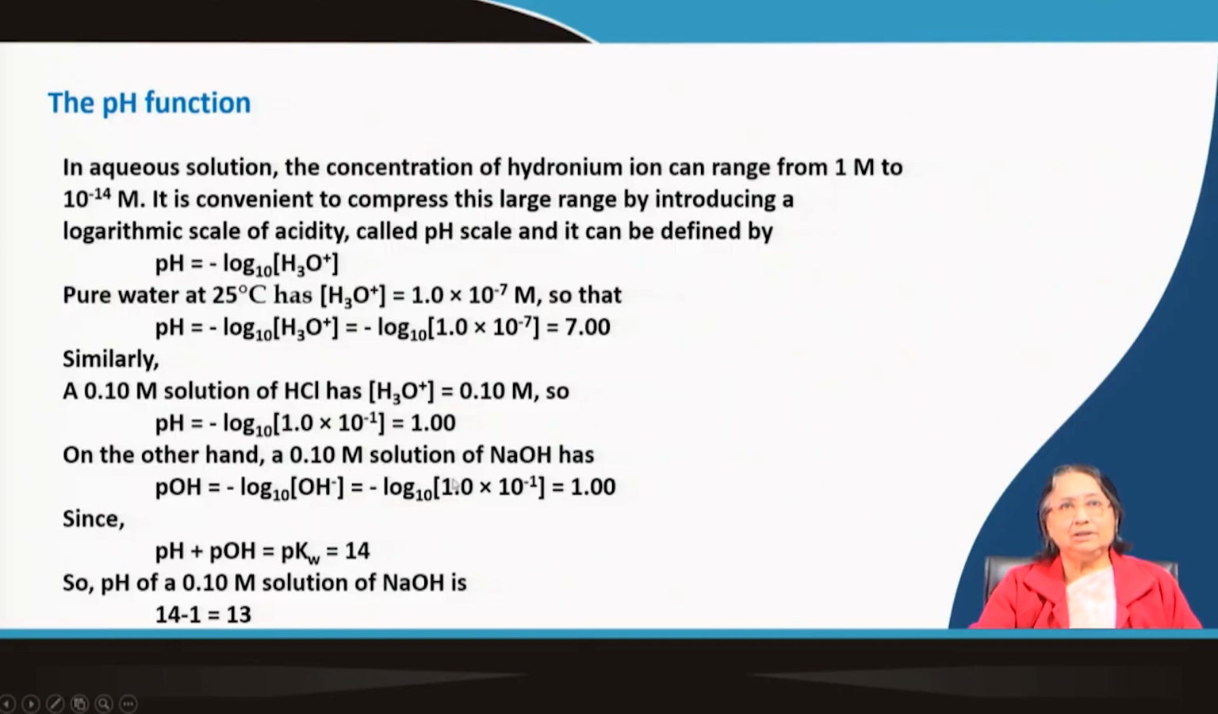So, a 0.1 molar solution of NaOH must have a pOH of 1. Since pH plus pOH is nothing but pKw, so pH plus pOH is 14. So, if we calculate the pH of this NaOH solution, the pH of a 0.1 molar solution of NaOH is 14 minus 1, that is 13. So, this is the concept of pH and pOH.